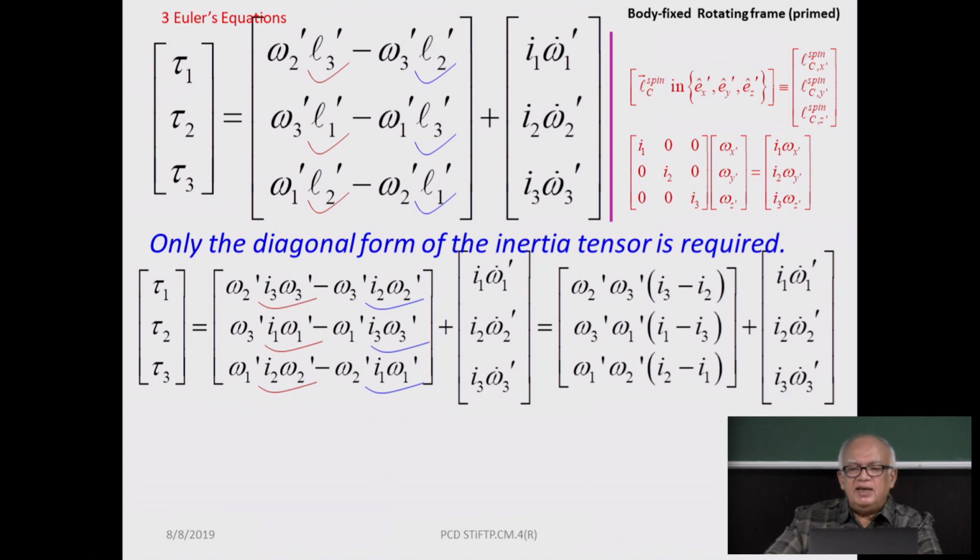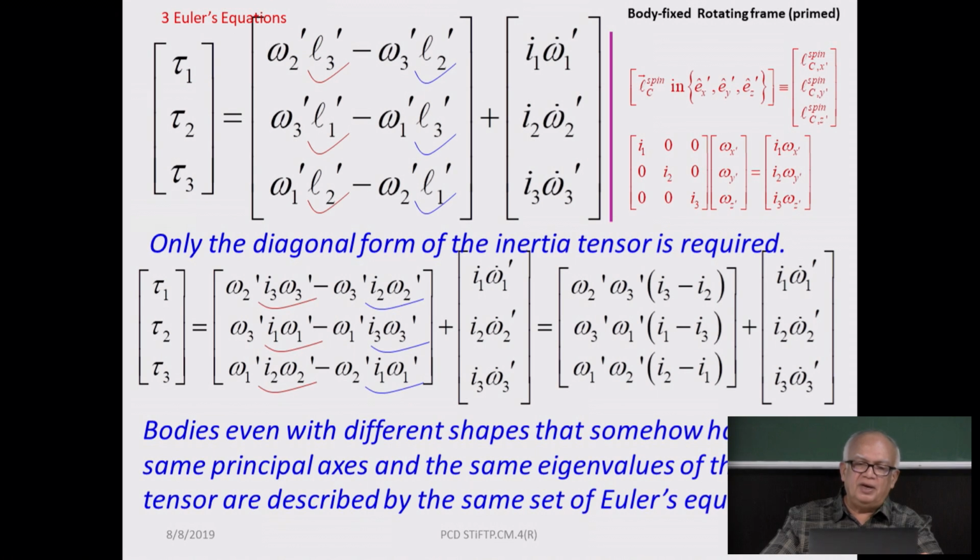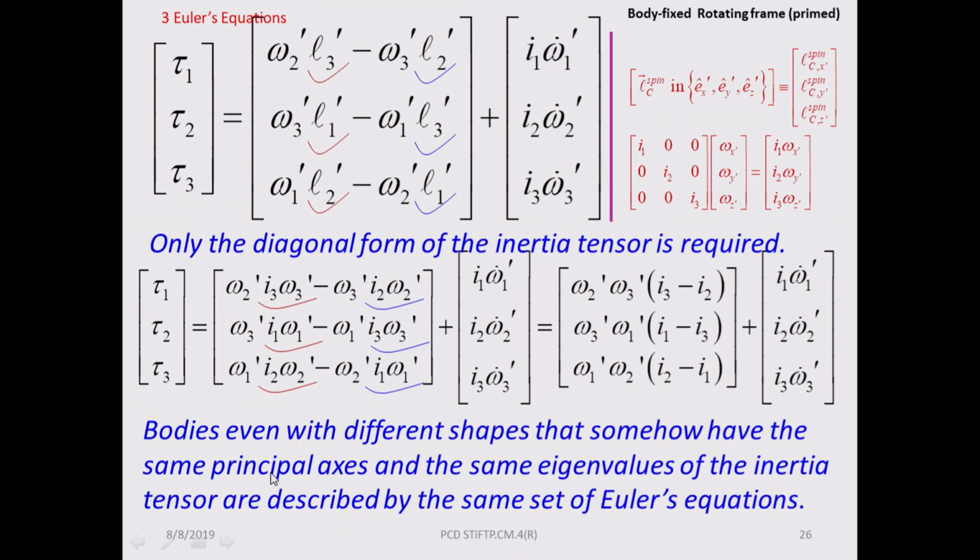So what is interesting is that only the diagonal form of the inertia tensor is required. So objects which have got different shapes and different mass distributions, as long as their eigenvalues of the moment of inertia tensor are the same, they can be written by the same Euler equation of motion. So it really provides a great simplification in solving rotational dynamics. Okay, so the object can have any different shape, but then they should have the same principal moments of inertia. And as long as they have the same, they are described by essentially the same Euler equations.